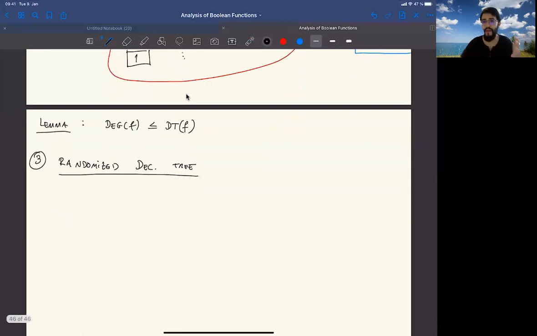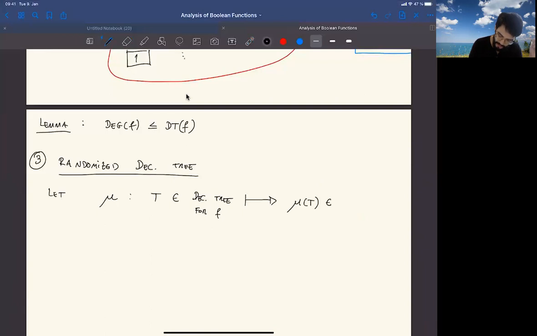So you have all these possible trees that could compute your function, f, compute the output of your function. And so perhaps you prefer one type of tree over the other, okay? And so what you do is the following. You let mu be a function that takes a decision tree for f and maps it into some number. And I'm going to require that this is a probability distribution.